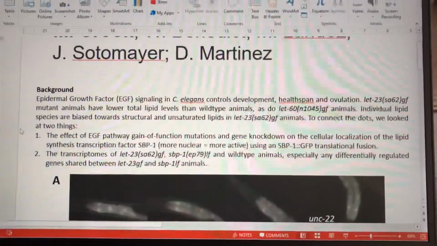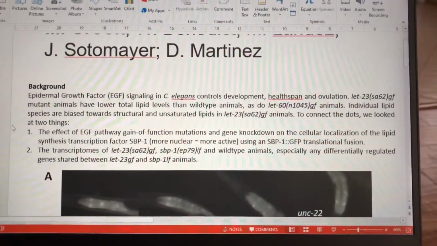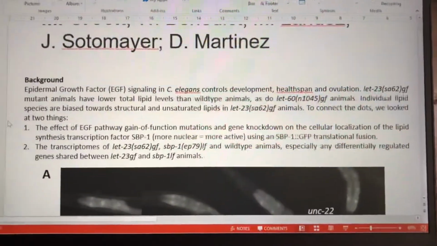I work on LET-23 signaling and lipid synthesis. That's what this poster is about.